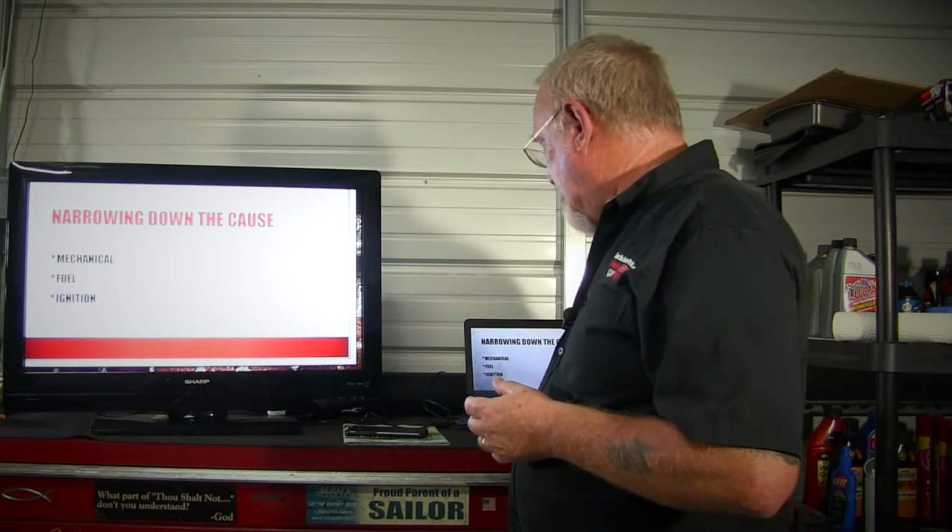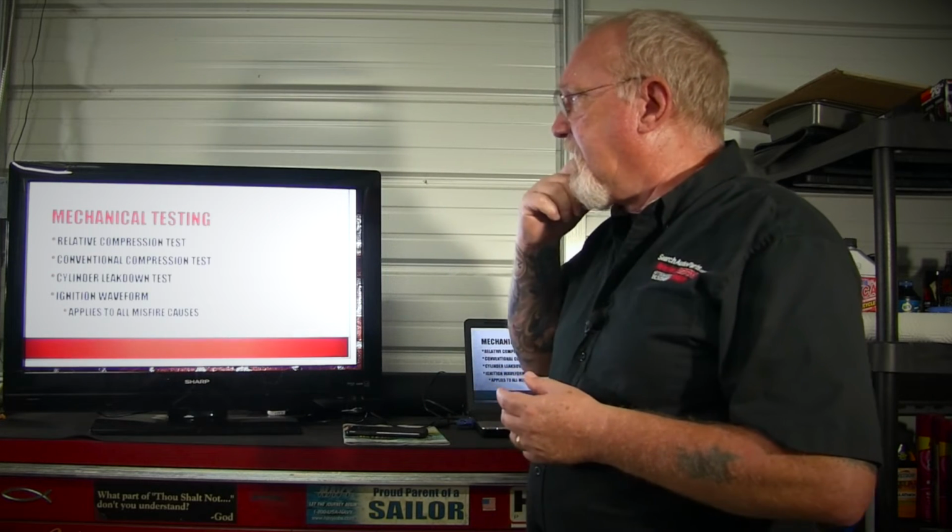Mechanical conditions can cause a misfire. Ignition systems can cause a misfire. Fuel systems can cause a misfire. Any of these factors need to be taken into account when we're trying to determine that cause. Let's take a little closer look at all of them.